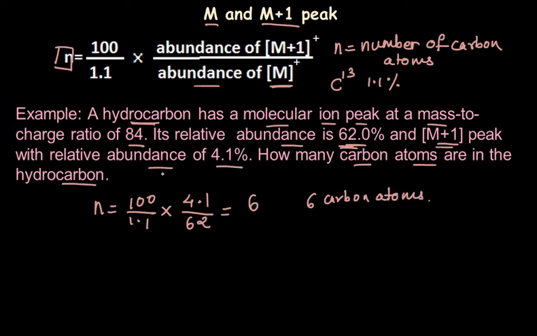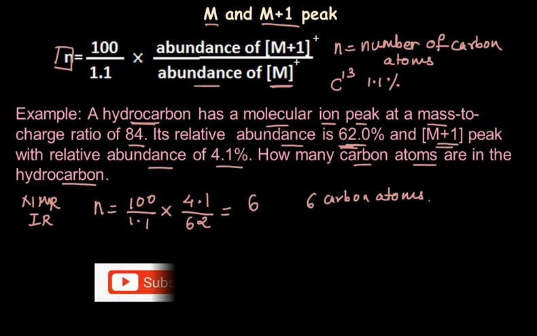Now this formula is as simple as that, and such questions are generally asked along with other questions of NMR or mass spectroscopy, or IR spectroscopy, to deduce information about an organic compound. So simple formula substitution will give you an idea of M and M+1 peaks and the number of carbon atoms present in an organic compound.